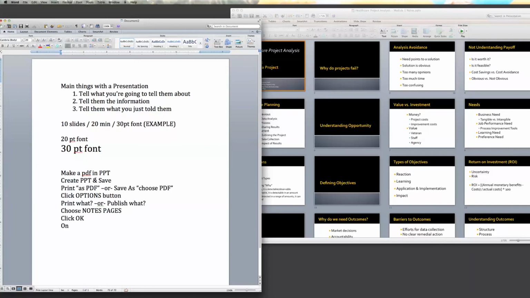Just print it or save it or whatever you want to do with it. But just make sure that you do this part right here. Do that little section in the middle, because that way you will get your notes pages. So does that make sense? That's one of the things that I want to make sure that I cover, because invariably somebody isn't quite sure how to do that.